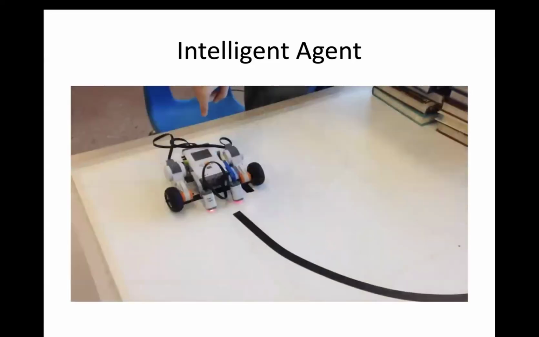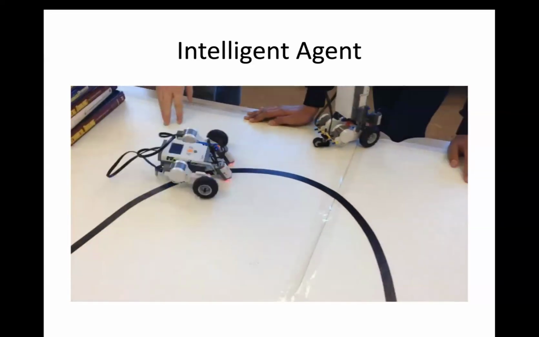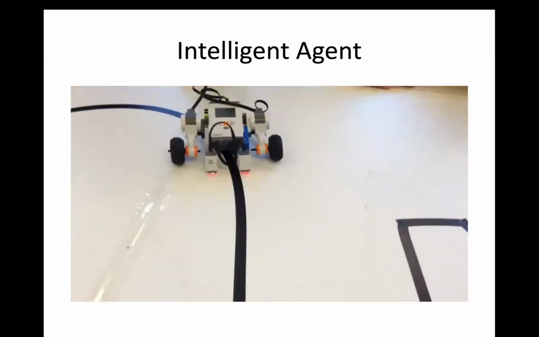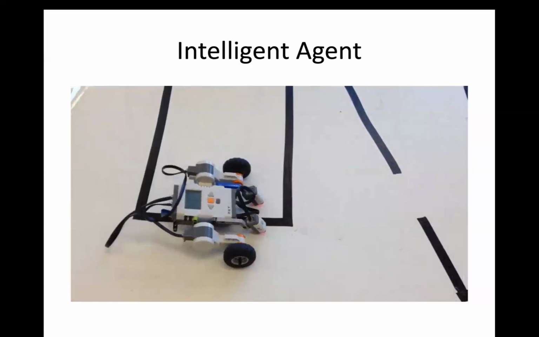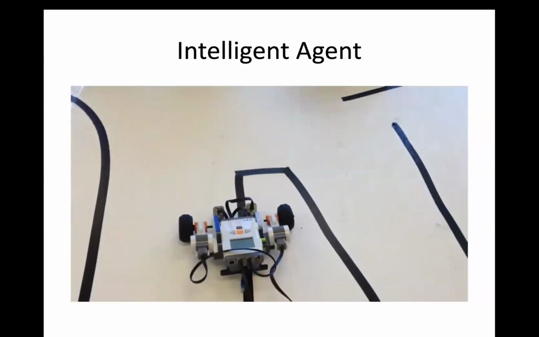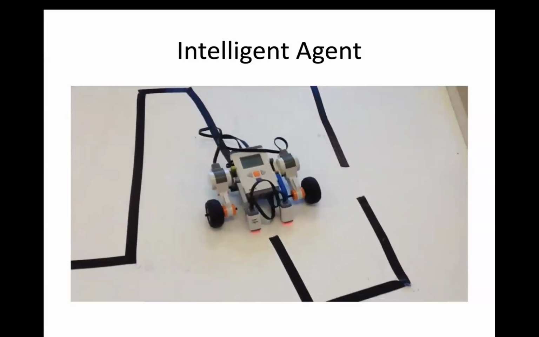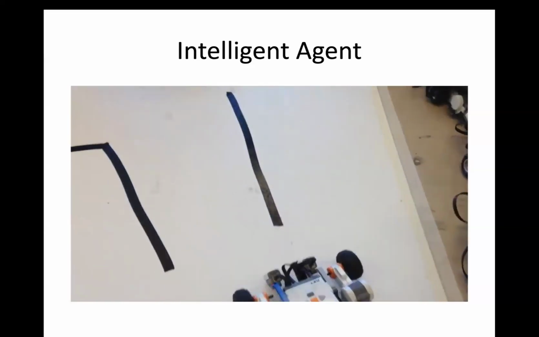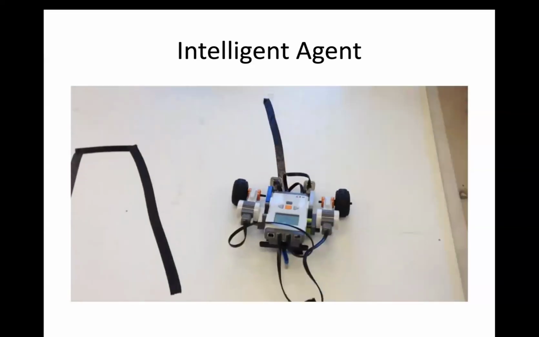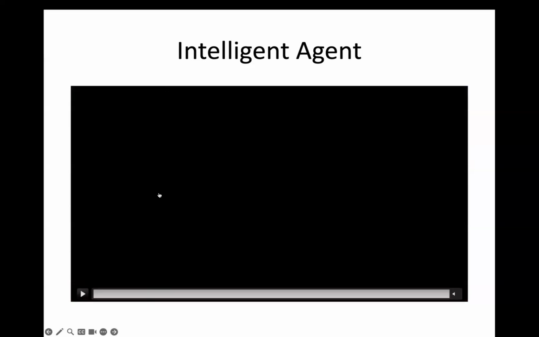It's using some sensors to check for changes. Then there are motors that are moving the robot forward. So where it has to turn to the right or to the left, that is happening because of the motors. So that is an example of an intelligent agent. So let me just play this again.